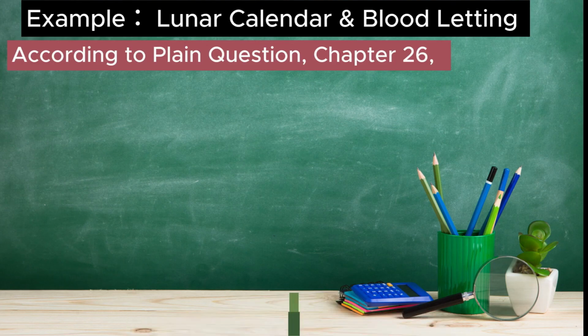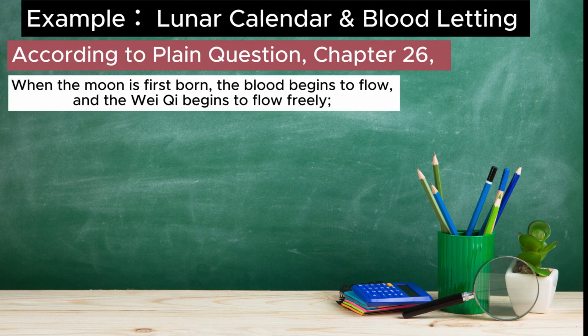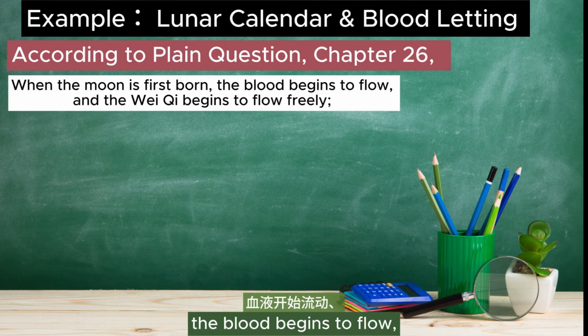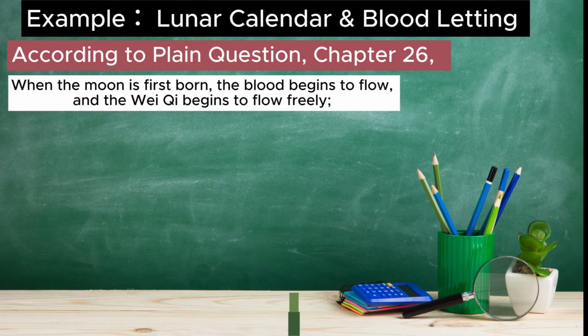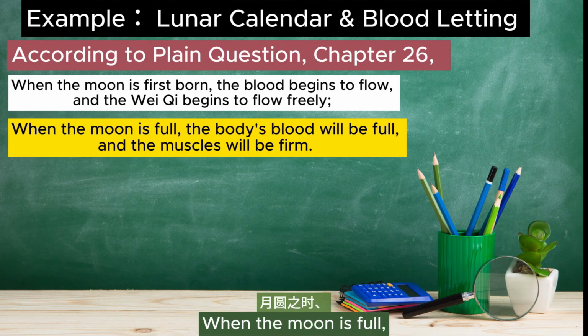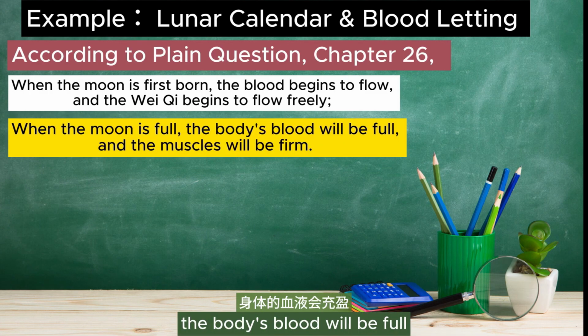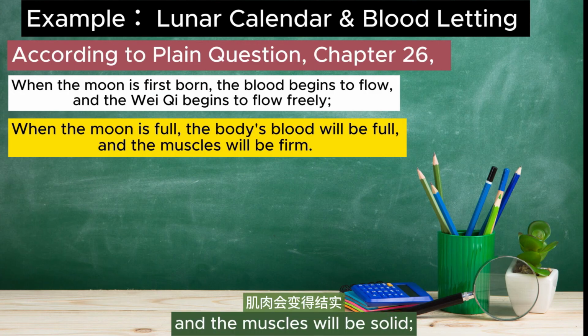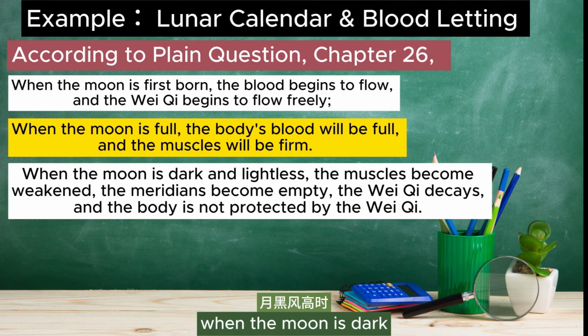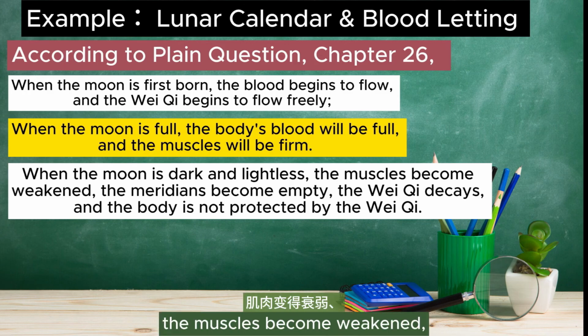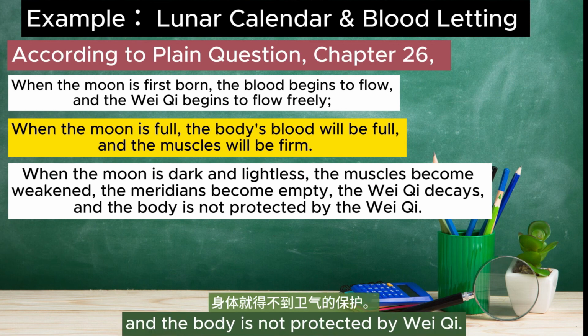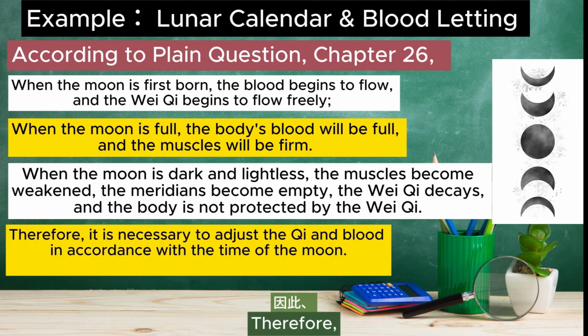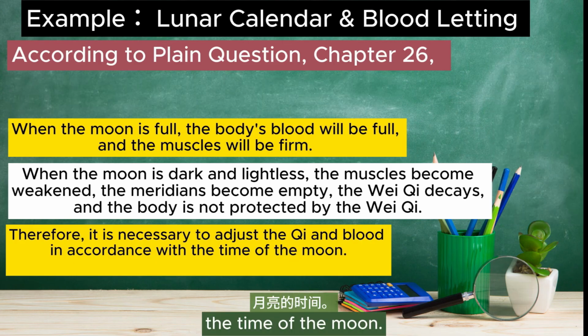According to Plain Questions, Chapter 26, when the moon is first born, the blood begins to flow, and the Wei Qi begins to flow freely. When the moon is full, the body's blood will be full, and the muscles will be solid. When the moon is dark and lightless, the muscles become weakened, the meridians become empty, the Wei Qi decays, and the body is not protected by the Wei Qi. Therefore, it is necessary to adjust the qi and blood in accordance with the time of the moon.